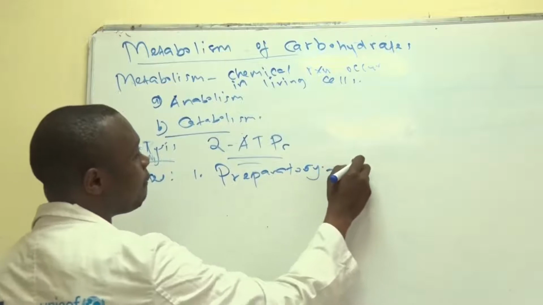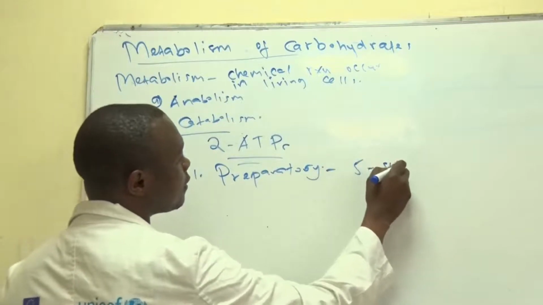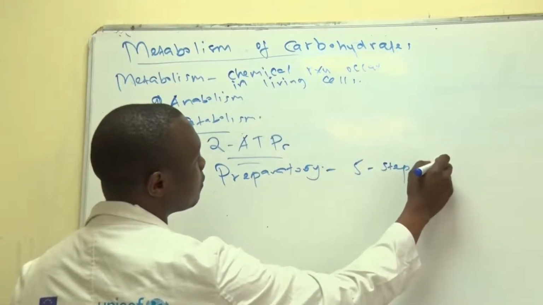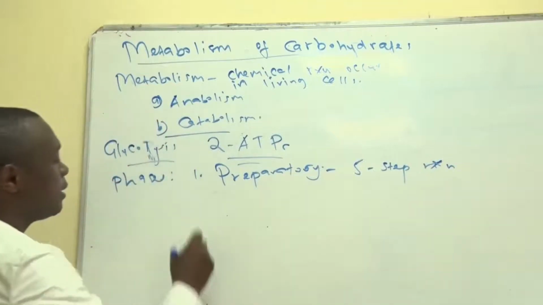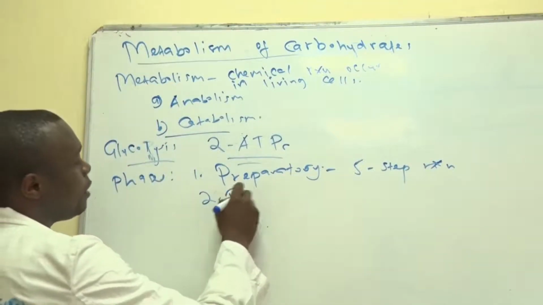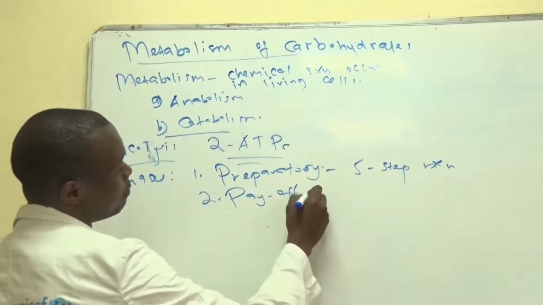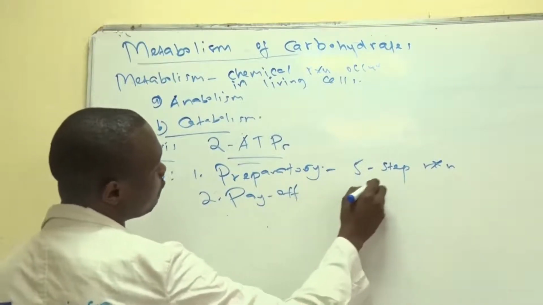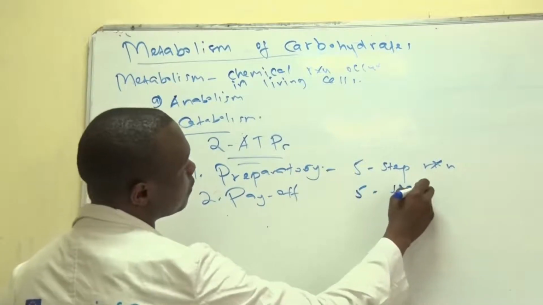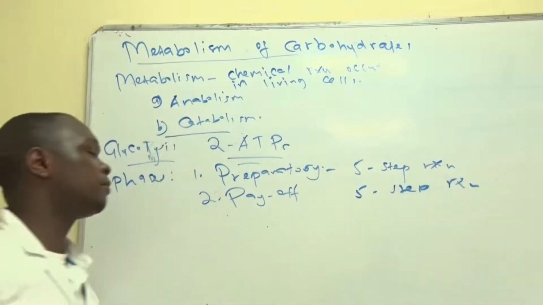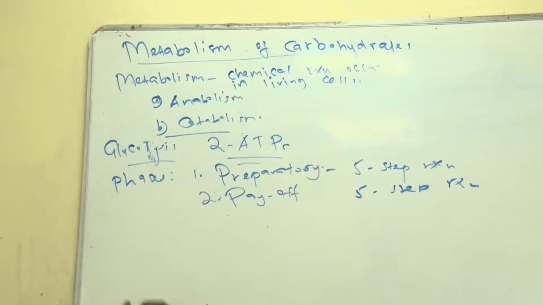The first phase of glycolysis is called the preparatory phase. This is a 5-step reaction. Then the second phase is called the payoff phase. Again, this is a 5-step reaction. So in total, we have 10 steps for the formation of the 2 ATPs through the glycolysis pathway.